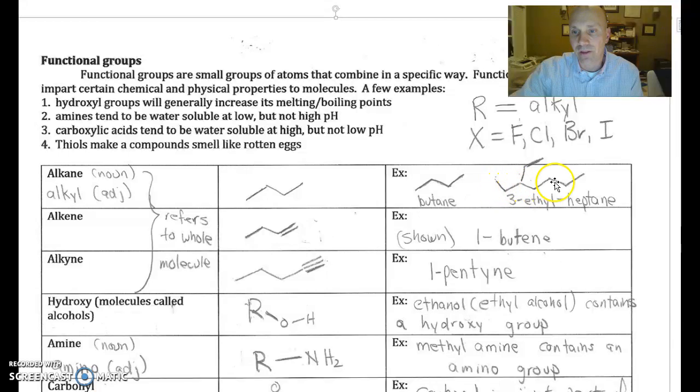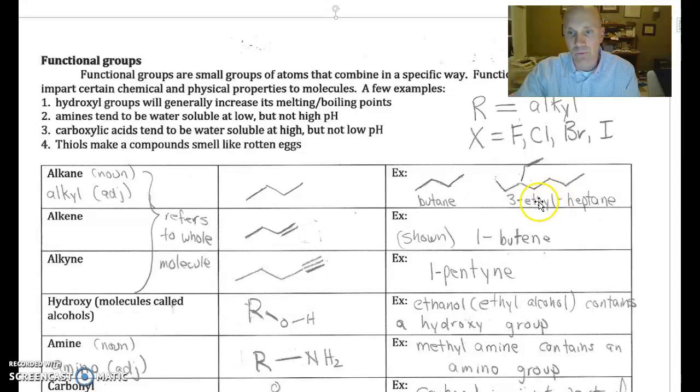So hopefully you remember from naming, you want to find the longest chain that you have in the molecule. There are actually two ways you could do this: 1, 2, 3, 4, 5, 6, 7. But you could also do 1, 2, 3, 4, 5, 6, 7. It's not a big deal which one you do, because either way, there's an ethyl group coming off. So here, this would be an ethyl group coming off of this, but this would be an ethyl group coming off of this.